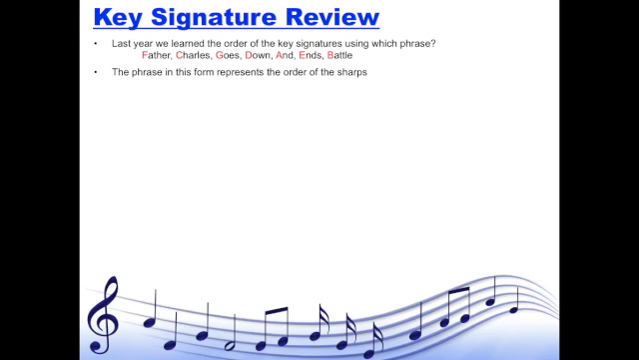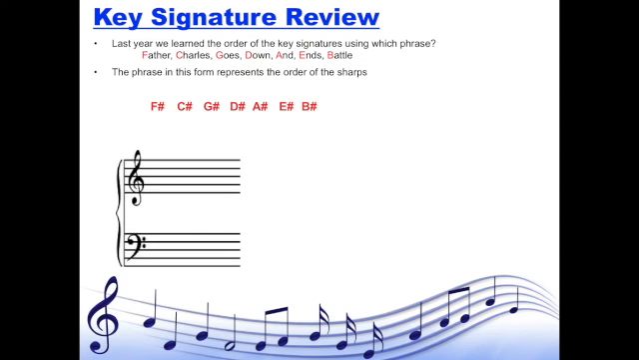And being able to write key signatures will help us to identify what key a piece is in as well. So this phrase represents the order of the sharps. Father Charles goes down and ends battle. And by following it, we can take the first letter in each of the words, F sharp, C sharp, G sharp, D sharp, A sharp, E sharp, and B sharp, and know that that is the order of the sharps.